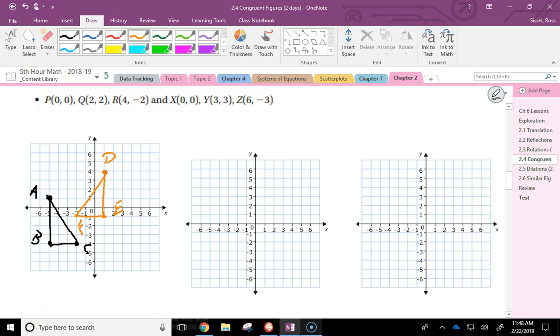Okay, if I look at my two triangles, the big question that we are asking is, are the two congruent? Now, honestly, when I look at them, I know what the answer is, and the answer is yes. But I look at them and I say, no, the orange one looks a lot smaller than the other one, correct? It definitely looks like it's smaller. But there's a couple of ways.